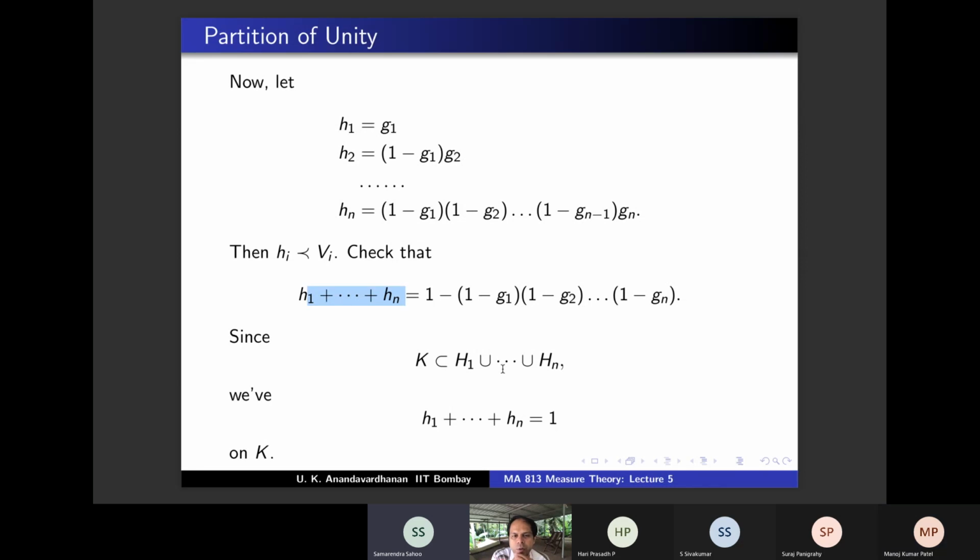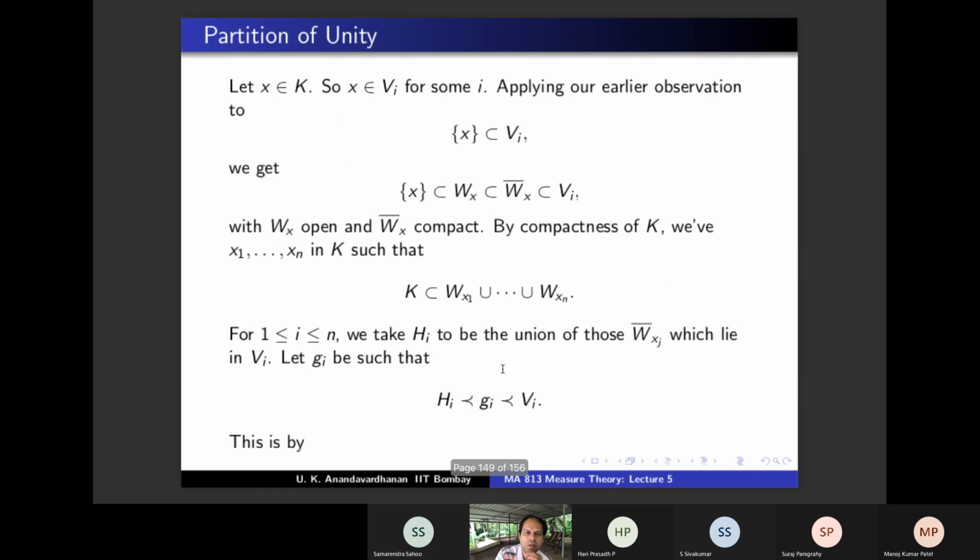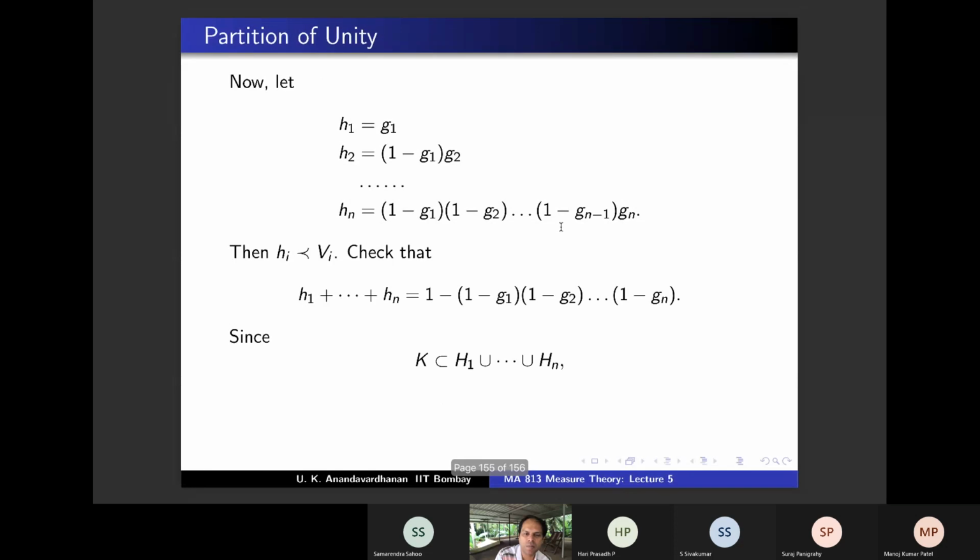One of the Gi's will be 1, exactly. So the product will be, because Hi precedes Gi, Gi will be 1 on Hi, and if something is 1, you are subtracting that, so one factor of this product will be 0, therefore the product will be 0, so the answer is 1. So that finishes the proof. So this is the proof of partition of unity. It's a simple consequence of Urysohn's lemma.